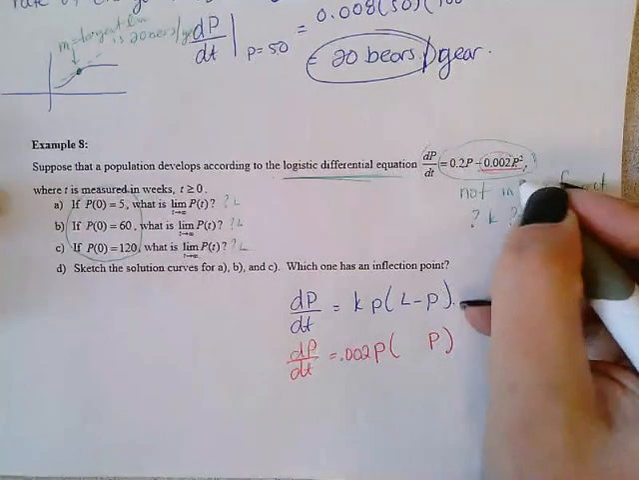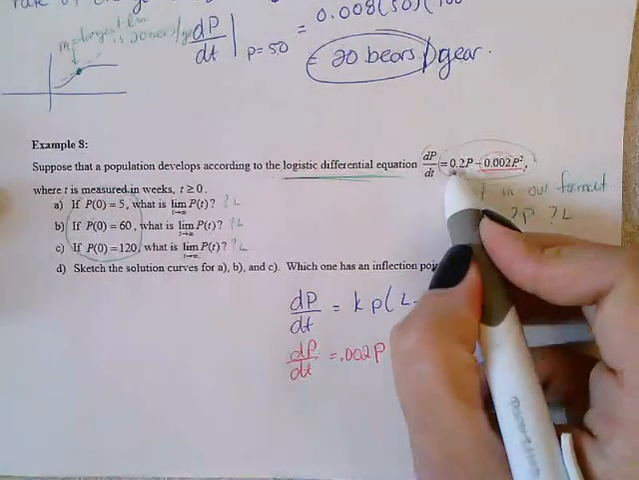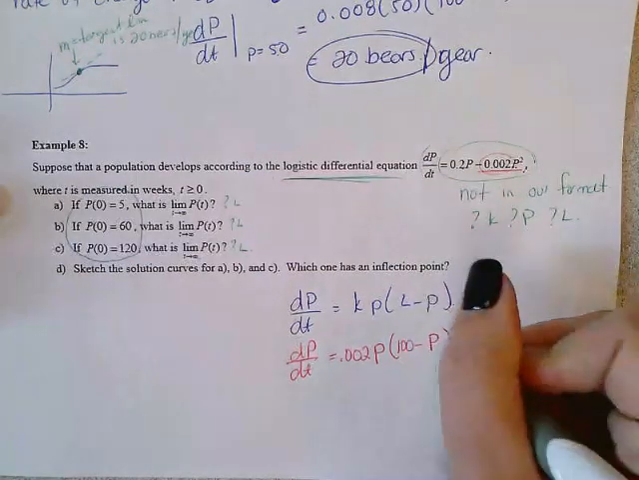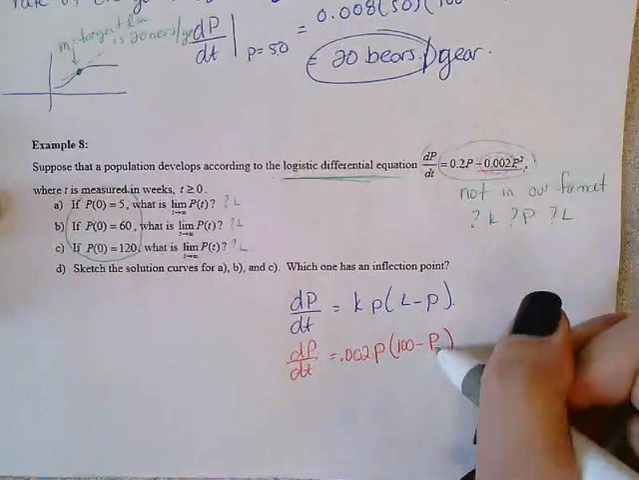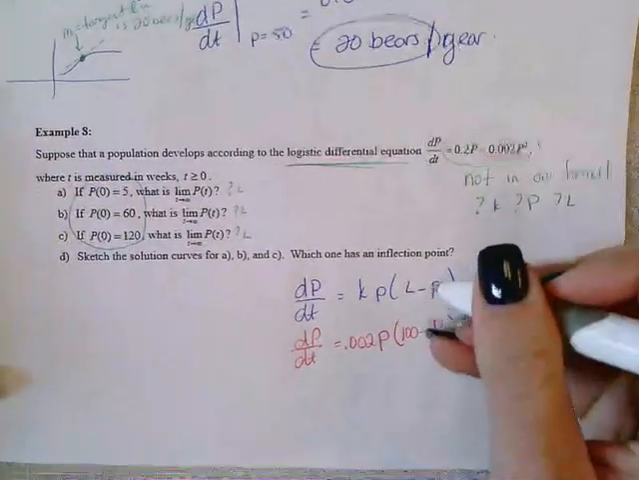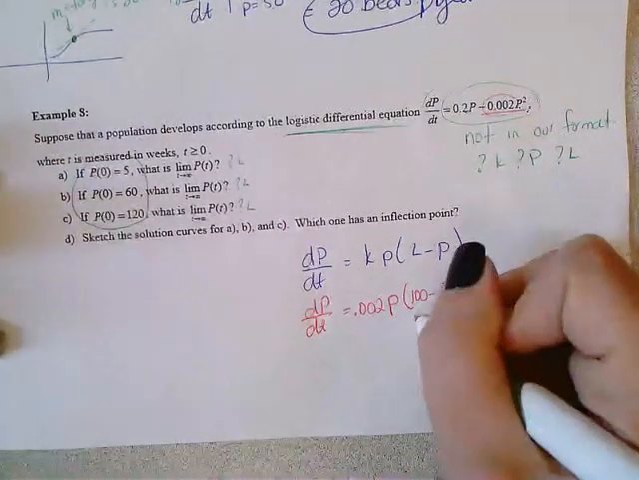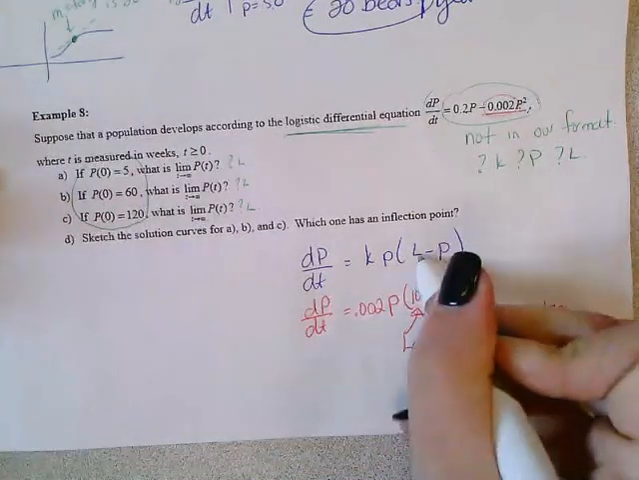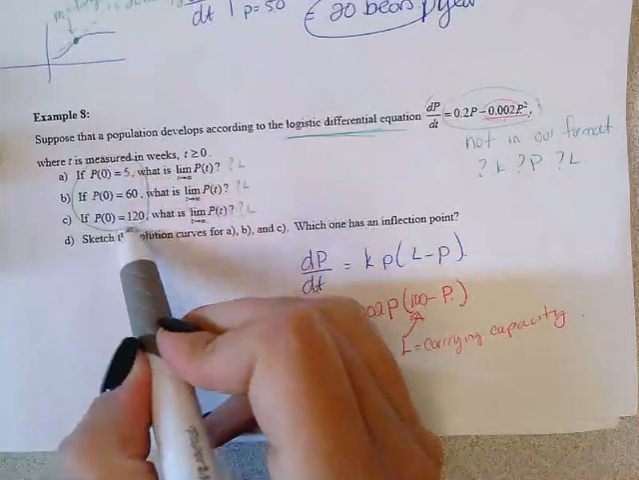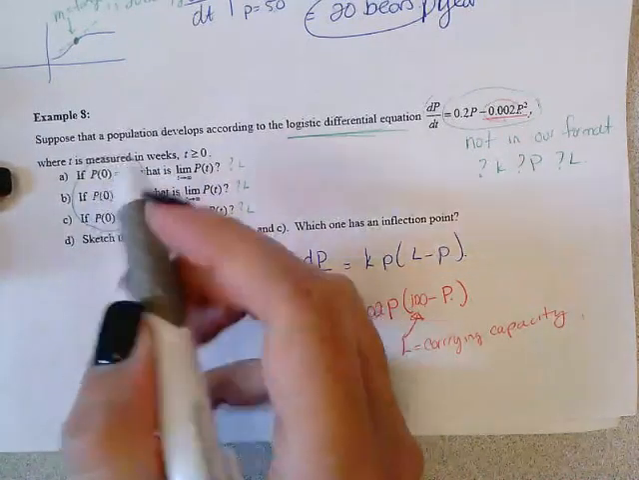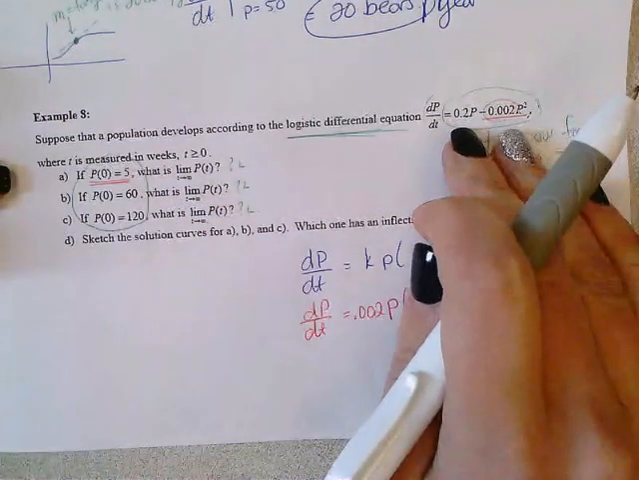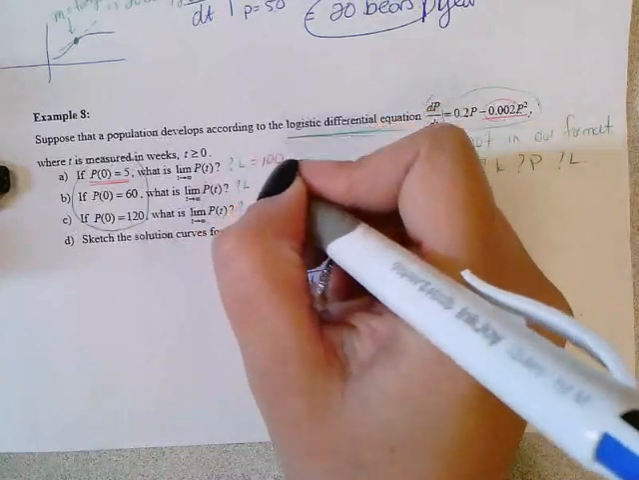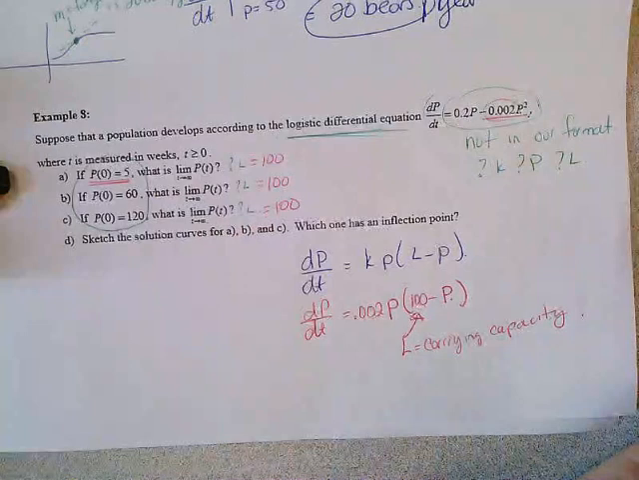Because if I divide both of these by 0.002, what am I left with? Over here, if you factor out 0.002P, you're left with 100. And here, you factor out 0.002P and you're left with just P. I just did the work for myself. There's not much else to do, because now what is my carrying capacity? L is my carrying capacity, and I really didn't have to do much work because I just put it into that format. To answer these questions, it doesn't matter what my y-intercept is or where my population starts. Based on this function, as t approaches infinity, L is 100 for all of these.